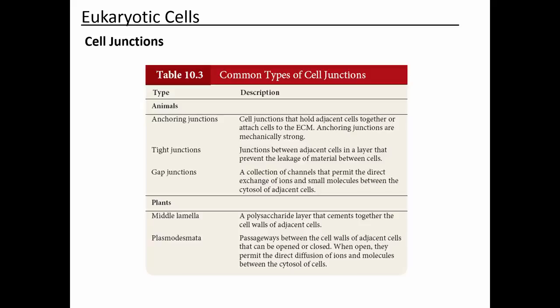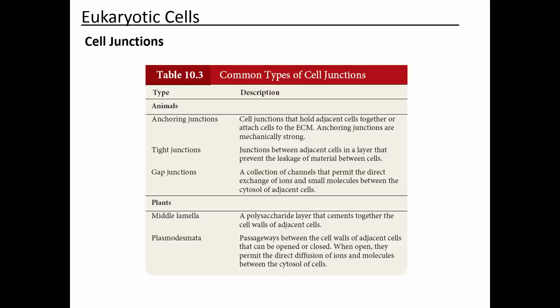They're also important in binding a cell to what's called the extracellular matrix. And you can think of the extracellular matrix as the scaffolding that cells grow on in animals. So in animals, the extracellular matrix is something that's on the outside of cells, and cells are growing on this matrix. So there are anchoring junctions that will allow cells to adhere to the matrix that they're growing on.